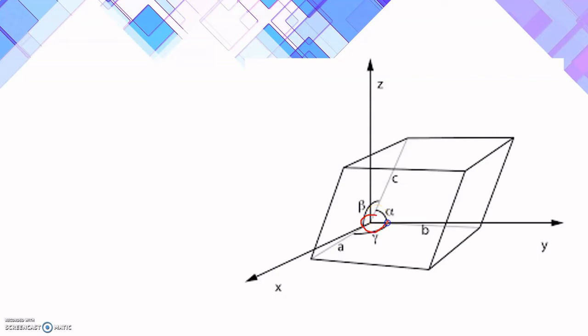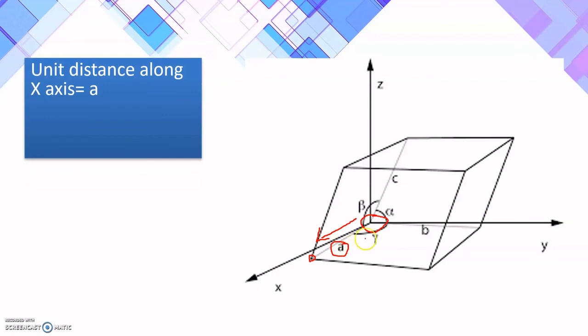Let's take this vertex of the unit cell as the origin of the 3 axes. The distance of this lattice point from the origin along the x-axis is the unit cell parameter a. The distance of this lattice point from the origin along the y-axis is the parameter b. Similarly, the distance along the z-axis is marked as c.